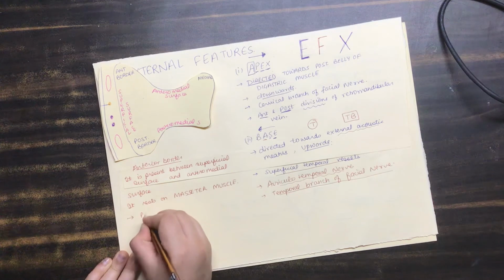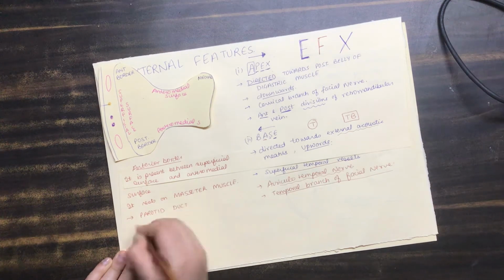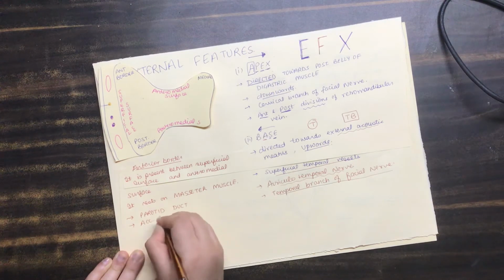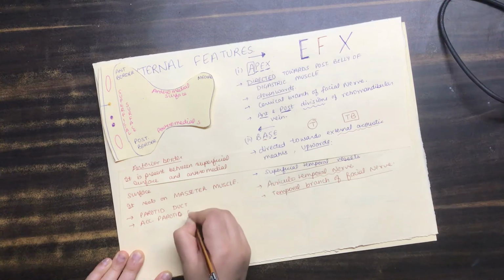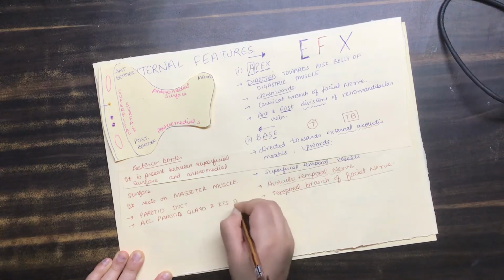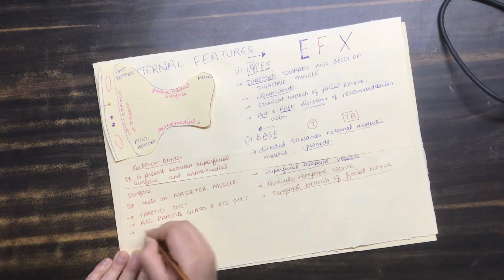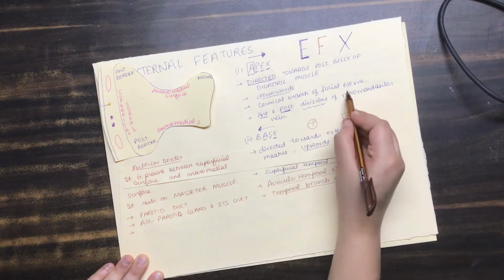Next, you have to appreciate the structures coming out from the anterior border. I am writing out the structures: the parotid duct, if there is any accessory parotid gland and its duct, so it will be the accessory parotid duct only. Then all the other branches of the facial nerve except for the cervical branch of the facial nerve.